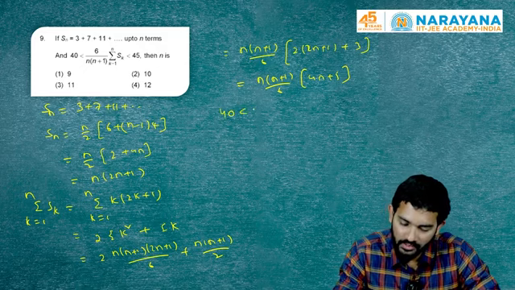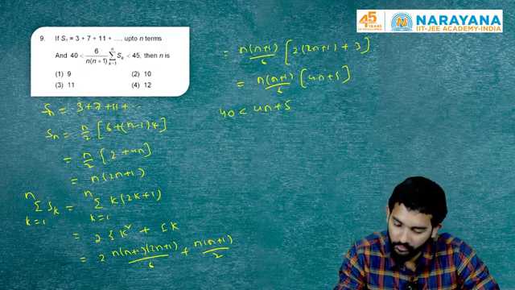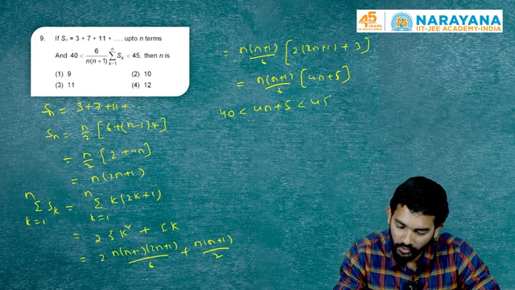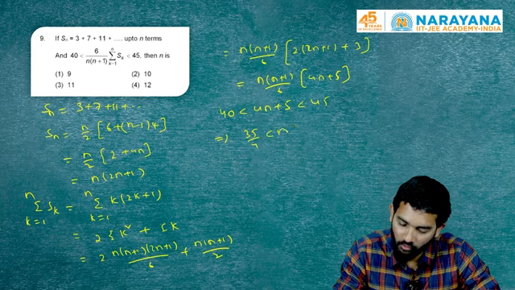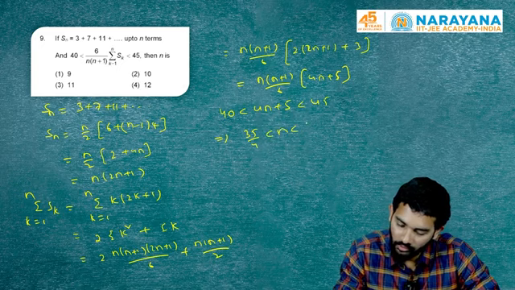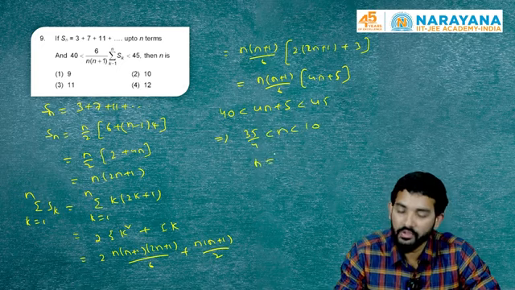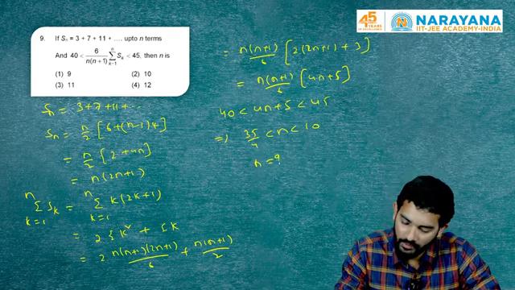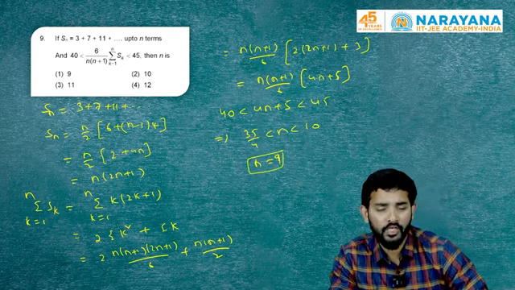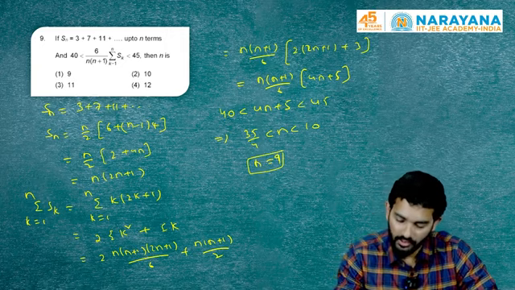So I'll get 40 less than 4n plus 5 less than 45, which implies n lies between 35 by 4 to 10. So the only integer between 35 by 4 and 10 is 9, because 35 by 4 is 8 point something. So 9 is the only integer between them.